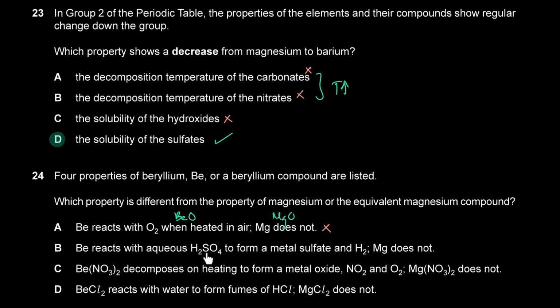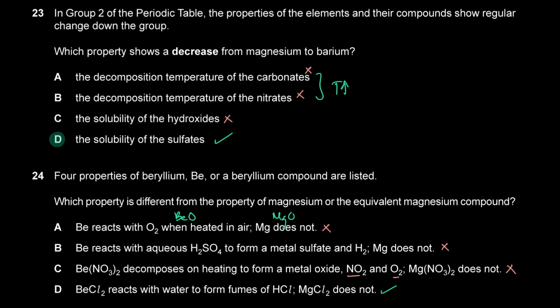B reacts with aqueous sulfuric acid to form metal sulfate and hydrogen gas. Magnesium does not. Again, that's not true. They're both reactive metals. They both form salt and hydrogen gas when reacted with acid. Barium nitrate decomposes on heating to form a metal oxide, nitrogen dioxide, and oxygen. Magnesium nitrate does not. Again, this is incorrect. They both decompose to form the oxide, nitrogen dioxide, and oxygen. That leaves us with D.